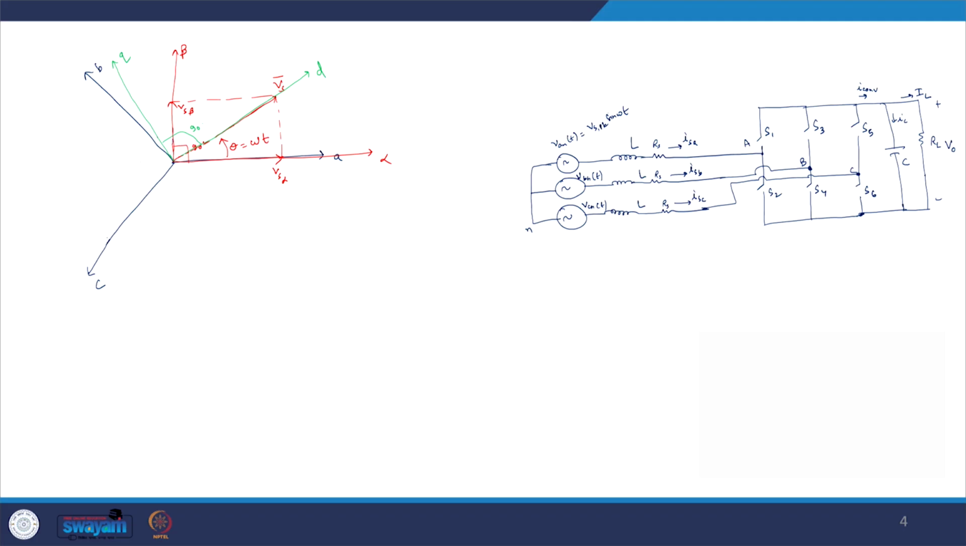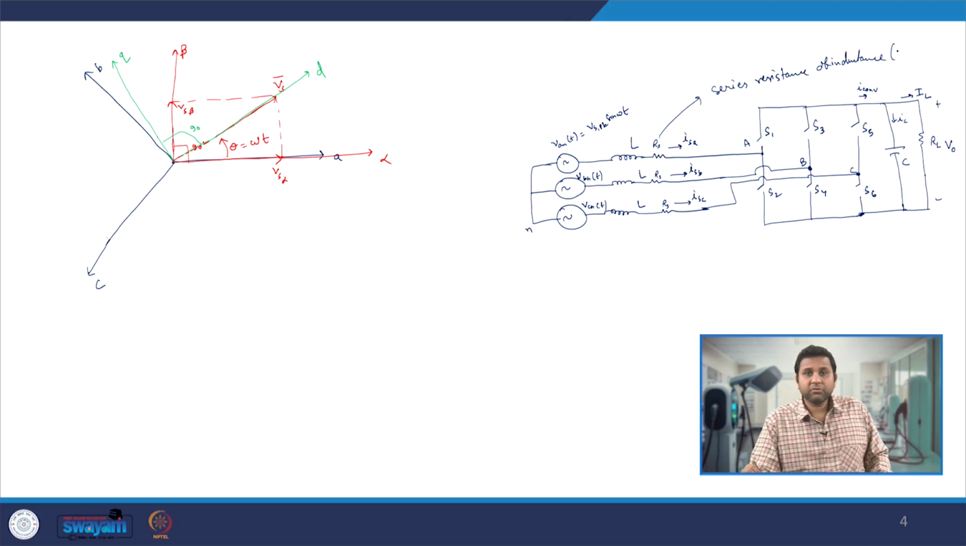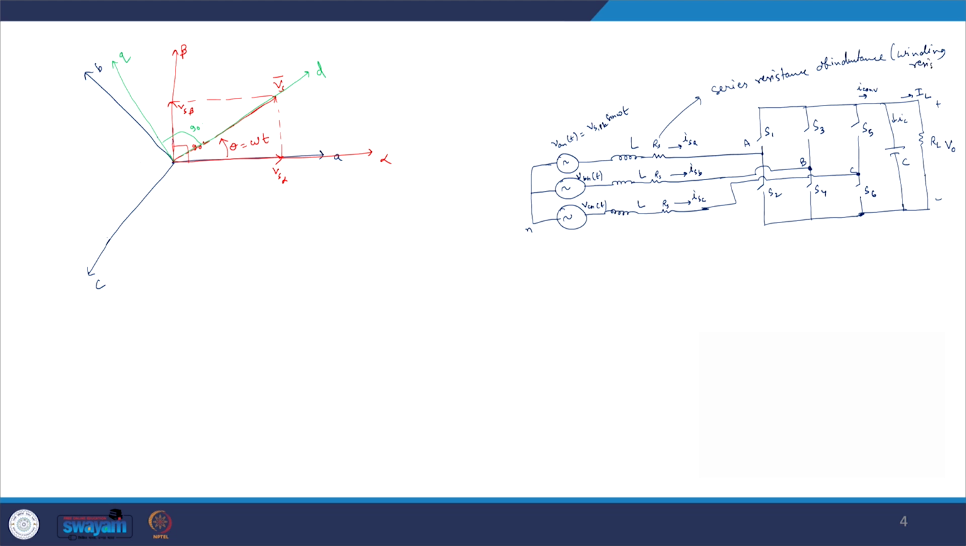Before that, let us define one more thing. In this particular converter, we have assumed there is also a small resistance introduced because of the winding of this inductor, which is the series resistance of the inductance caused by the winding resistance. Generally the inductors are wound over a core, so they have winding resistance. These values are very small, in milliohms.